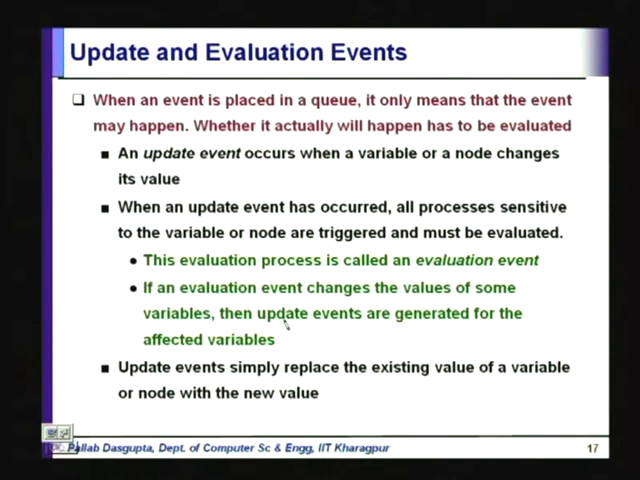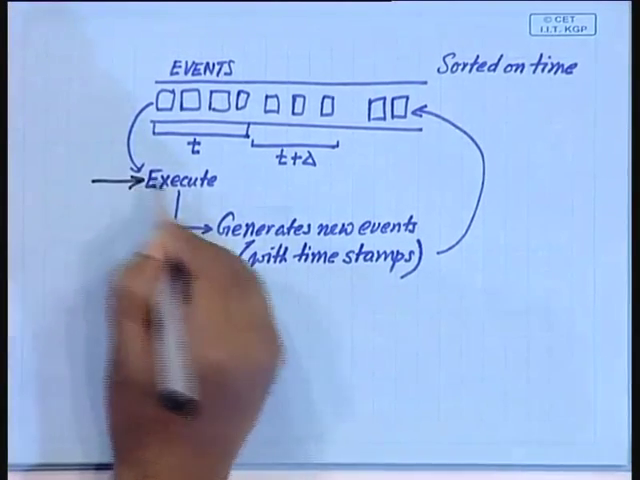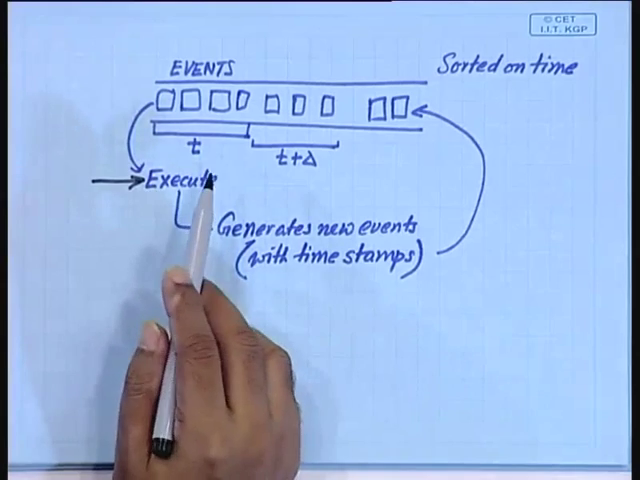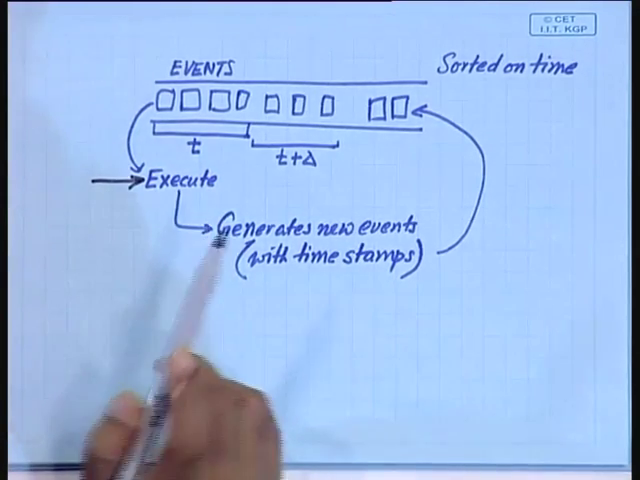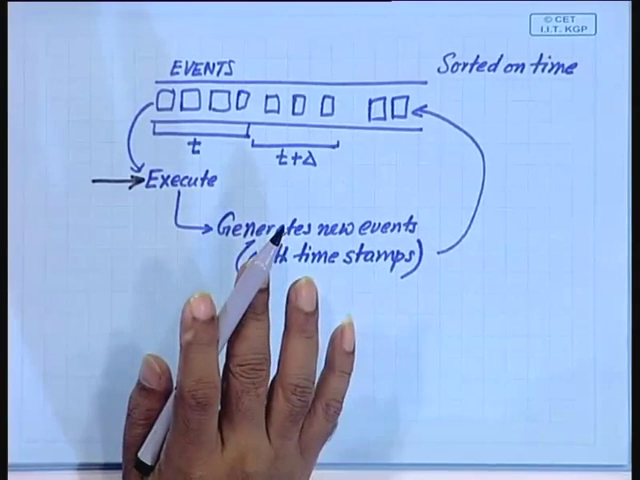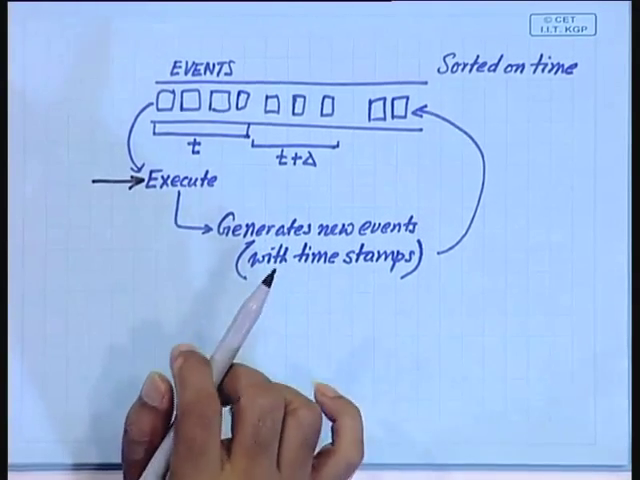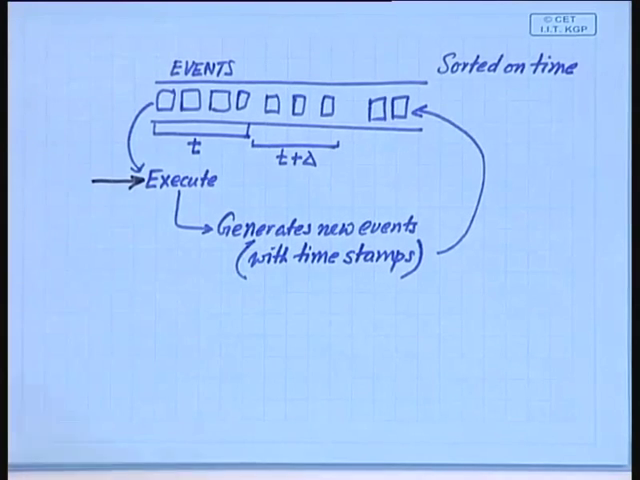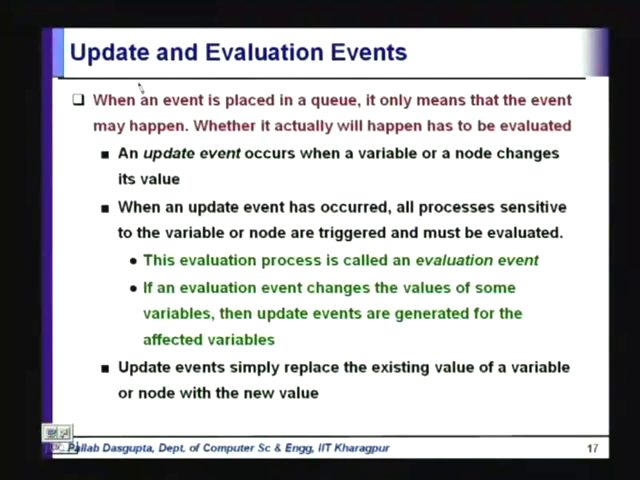Now let us look at the 2 types of events that are generated by the simulator. For every event, when we come to the execution, this execution actually produces 2 things. It can generate an update event or an evaluation event. There is a difference between these 2, so let us study what the difference is.